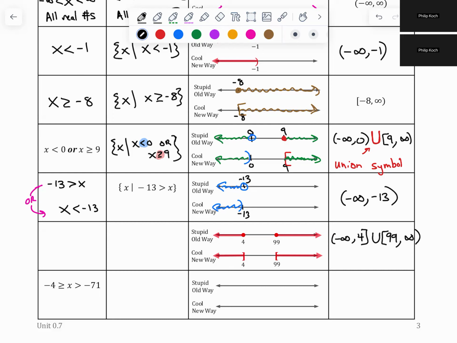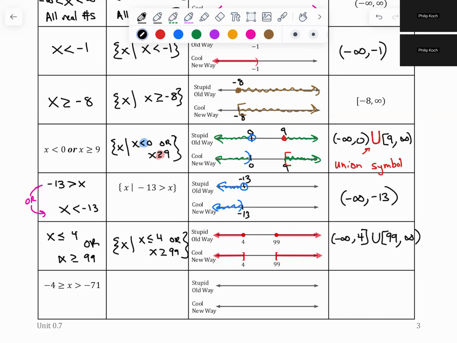I think it was Wesley who was saying the 'or' is the correct choice. So it's going to be either x is less than or equal to 4, or x is greater than or equal to 99. That would be the set builder notation, the set of all x such that x is less than or equal to 4, or x is greater than or equal to 99. Questions on that?